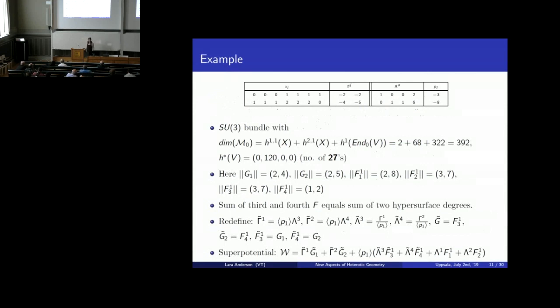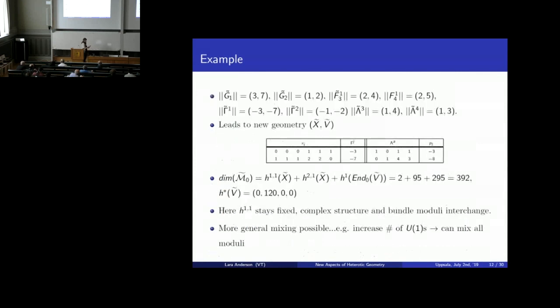So these are in no sense the same geometric data: different manifold, different bundle, different topology, but they happen to give the same net number of moduli, and they appear to be connected in that in a Landau-Ginzburg phase, they can be relabeled into one another. In this particular example, H11 stayed fixed, so did not change. This was two in both cases, and only the complex structure and bundle moduli of the theory got interchanged in this rewriting. In more general examples, it is possible to increase the number of U1s in this correspondence. In the interest of time, I'm not going to illustrate that. But in principle, you can mix all moduli in this type of relabeling.